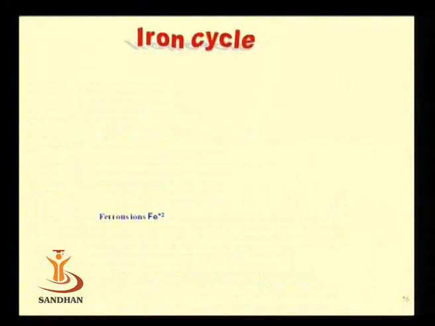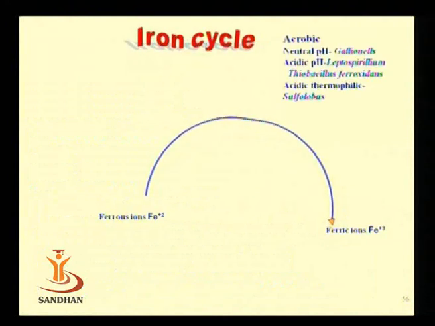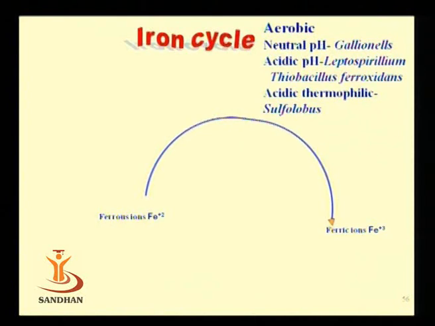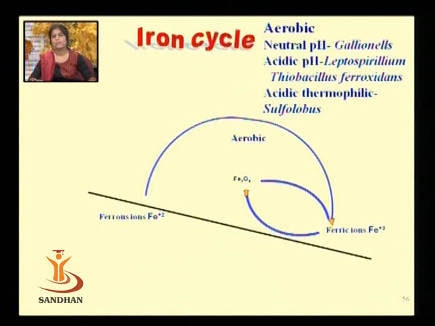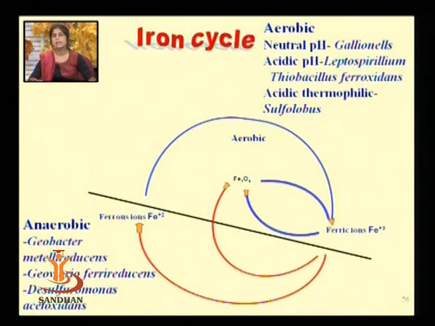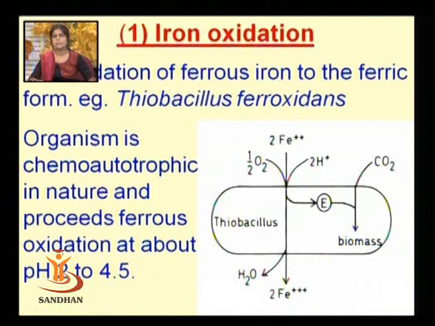Let us have an overview of the iron cycle. The ferrous ion is converted to ferric ion under aerobic conditions, and the ferric ion is converted to ferrous ion back under anaerobic conditions. In spite of this, in between, magnetites are formed under aerobic and anaerobic conditions. Let us see the steps in detail.